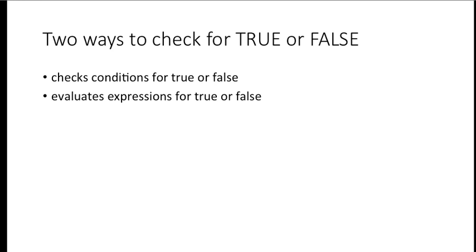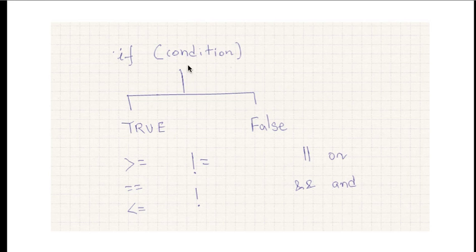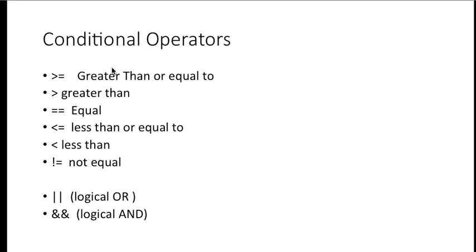Let's go over the first method. The if condition evaluates to true or false using the relational operators. The relational operators or conditional operators, we have a couple of them: greater than or equal, greater than, equal, less than or equal to, less than, not equal, and then we also have the logical or and logical and.